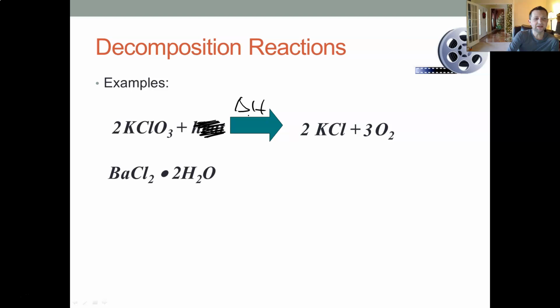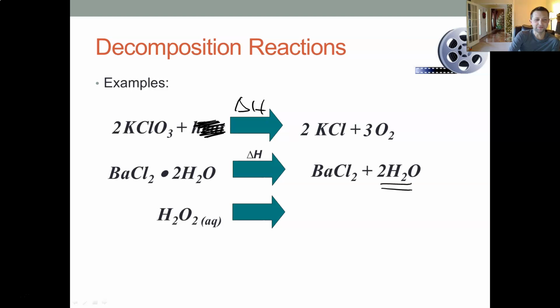So here's another one, BaCl2·2H2O. We did this last unit where we have a hydrate. You add heat to that, and the hydrate breaks apart into the anhydrous salt and water. These are very easy to identify because the water just breaks off. You have the water going into the air basically. The plus sign represents that those 2 things are now separate.